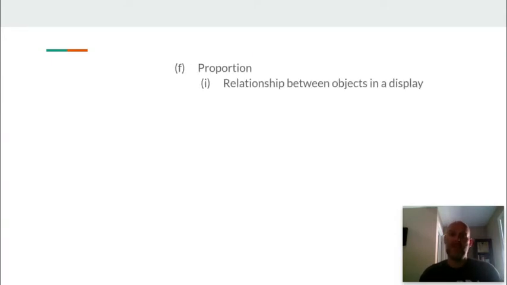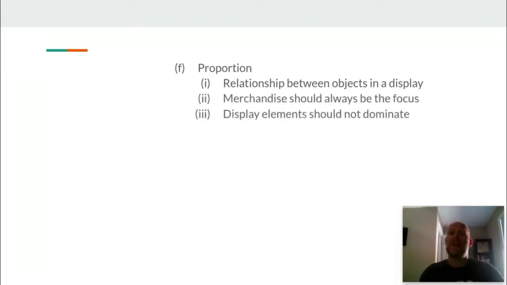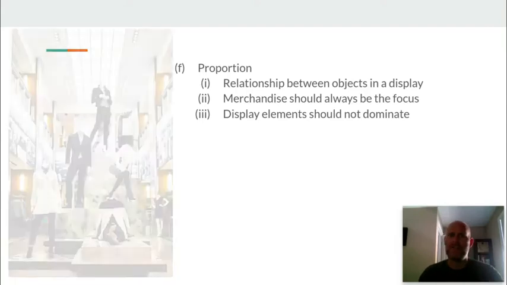Proportion is very important in a display. It's the relationship between the objects in a display. So again, the merchandise should always be the focus. Your display elements should not dominate the display, because then people are focusing on that and not on the merchandise.